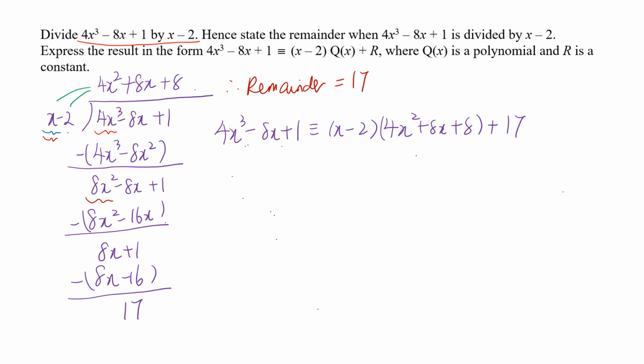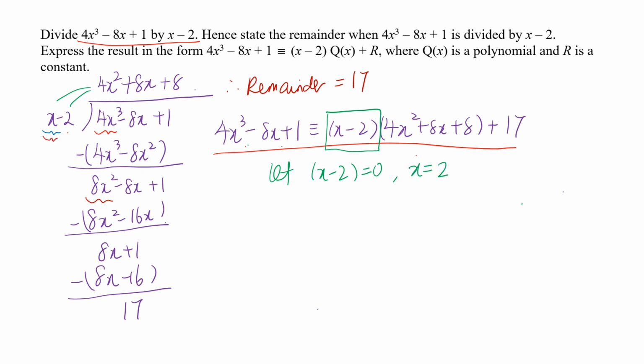Using long division, how can we actually simplify this process? How does the remainder theorem come into place? If you observe this very carefully, this guy here is your divisor. If I let my divisor equal to 0, what will you get for x? x will be equal to 2.